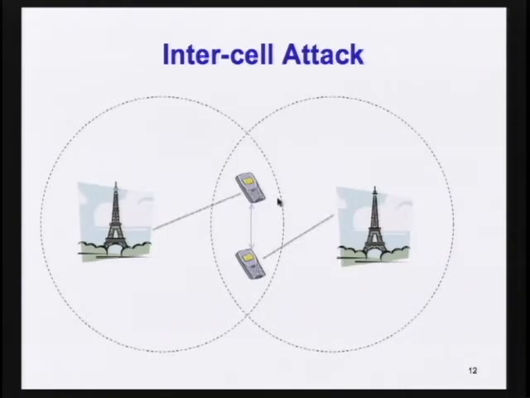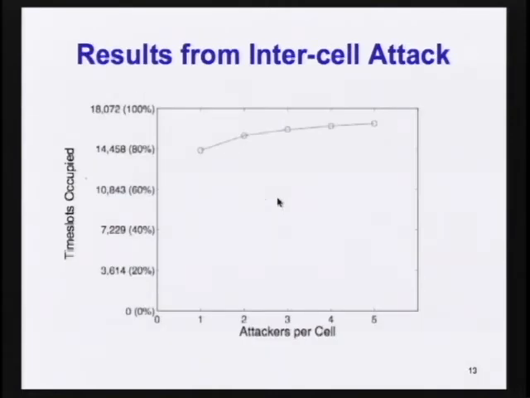So they attack, and once they can't get any more slots, each of them switches to the other cell. And then they repeat this attack once again, until each one of them can't get any more slots, and they stop, and they switch again. Okay, so they can continue this forever.